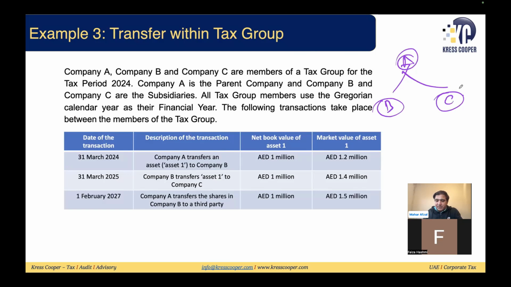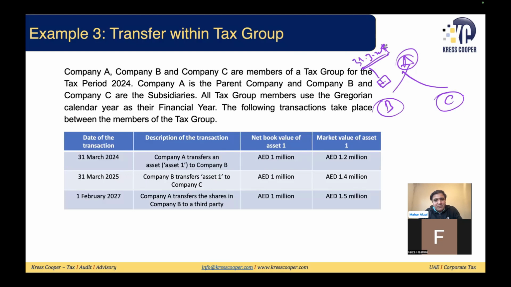1 to company B. This asset is being transferred here, first of all, on 31st of March 2024. The net book value of the asset is 1 million. The market value of the asset is 1.2 million.